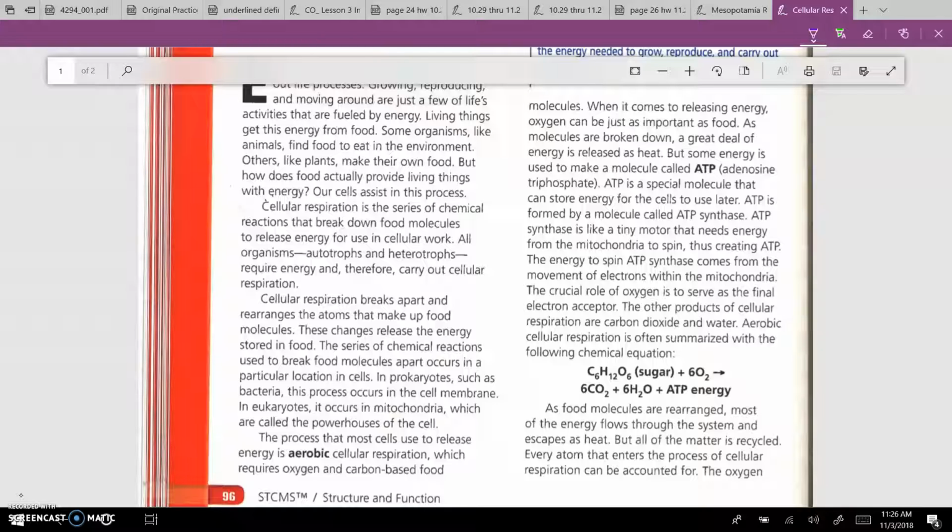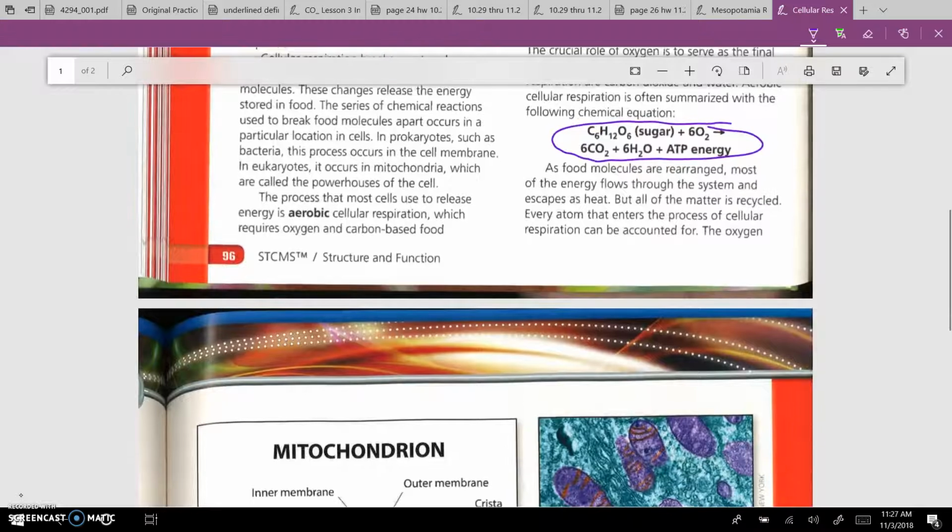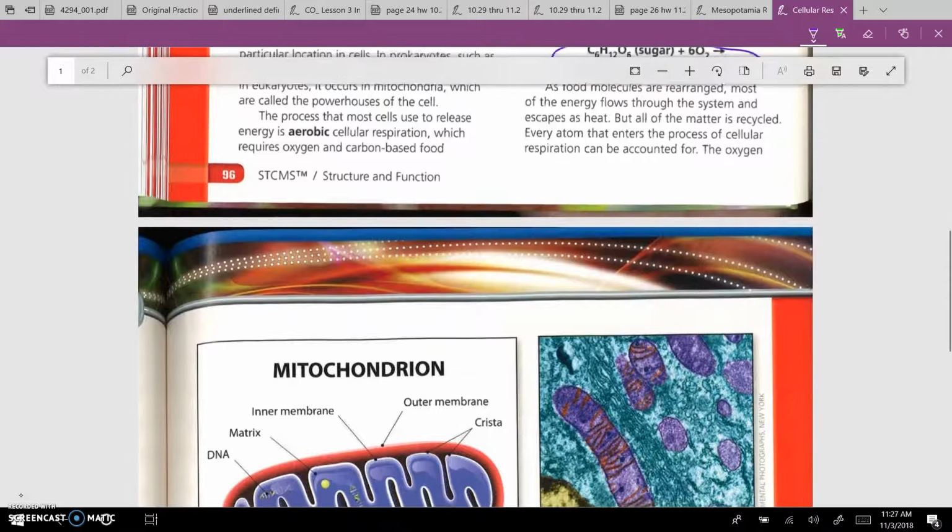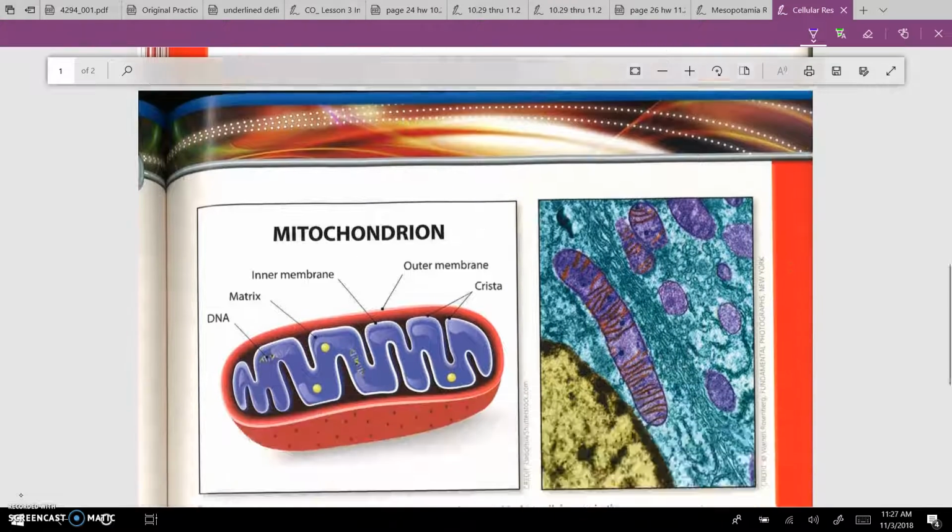Aerobic cellular respiration is often summarized with the following chemical equation. As food molecules are rearranged, most of the energy flows through the system and escapes as heat. But all of the matter is recycled. Every atom that enters the process of cellular respiration can be accounted for.